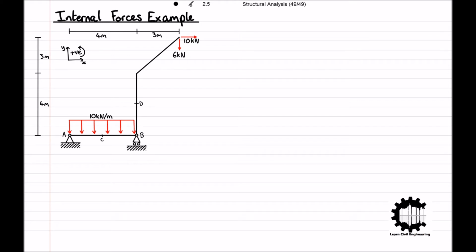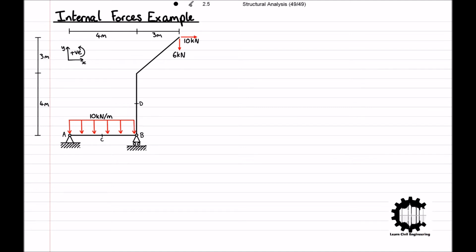There are also two concentrated loads being applied to the structure at the free end of the bent bar, a vertical load of 6 kilonewtons acting in the downwards direction, and a horizontal load of 10 kilonewtons acting towards the right. Finally, the weight of the structure is negligible, which just means we don't need to account for the weight of the bars. Using the principles we have covered, we are going to determine the internal forces at point C, which is at the middle of bar AB, and then the internal forces at point D, which is at the middle of the vertical section of the bent bar.